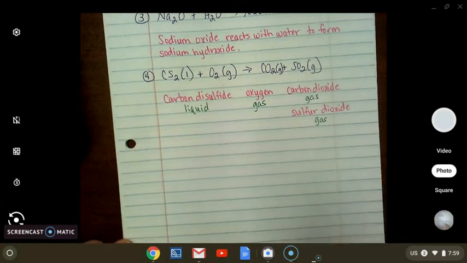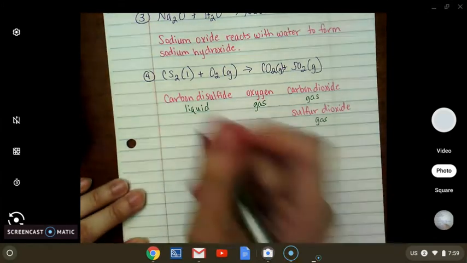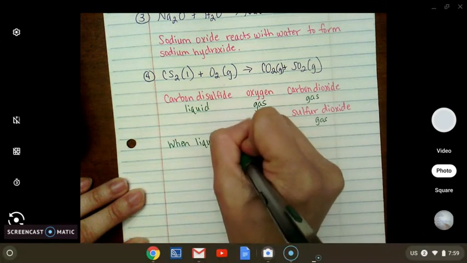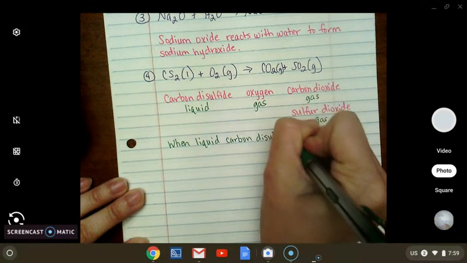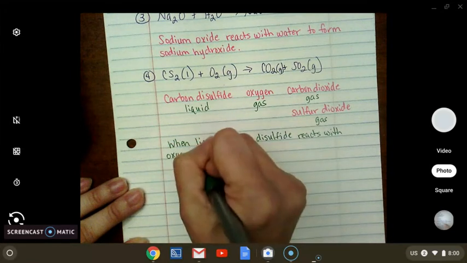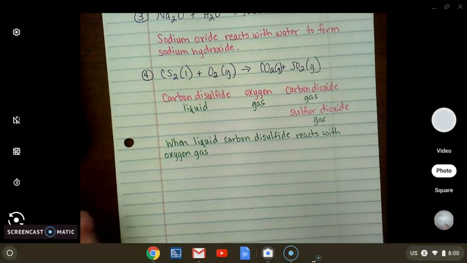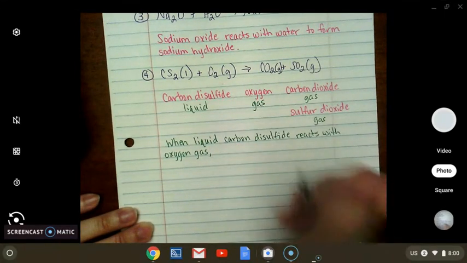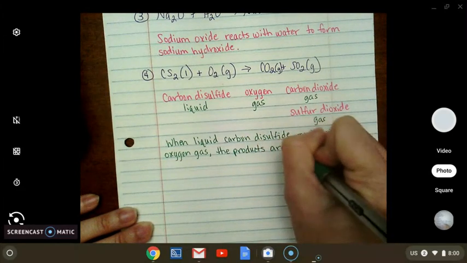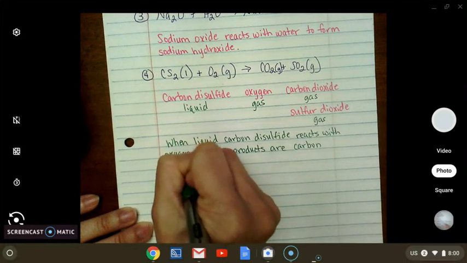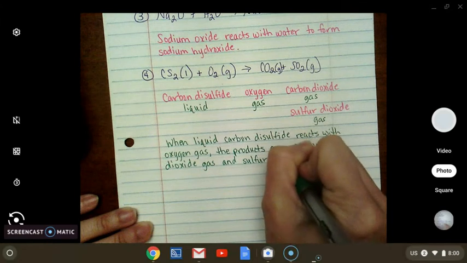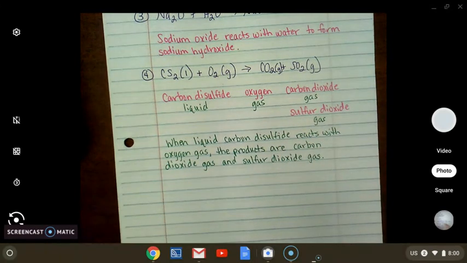So on this one, you could write just like the other sentence on the other one. You could put, when liquid carbon disulfide reacts with oxygen gas, and usually you should know oxygen's a gas anyway, the products are carbon dioxide gas and sulfur dioxide gas. And really, this can be written in different forms.